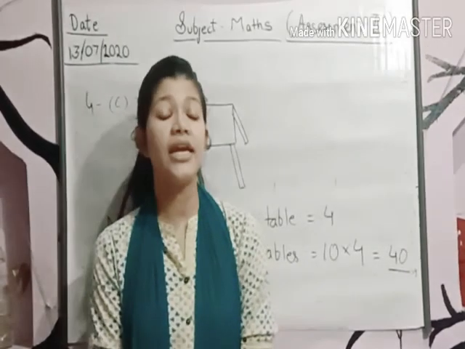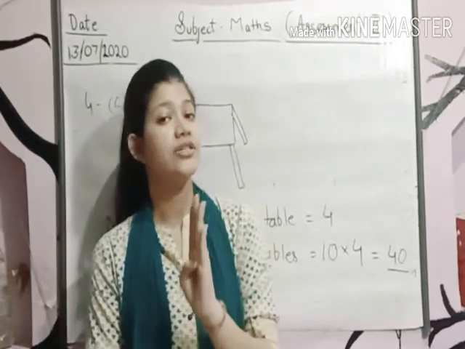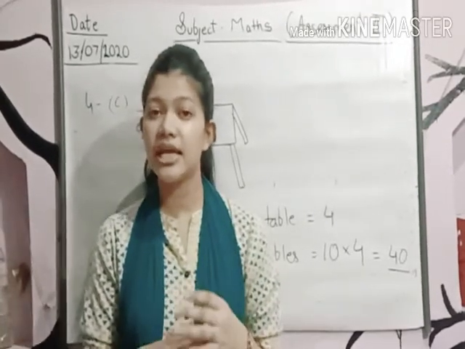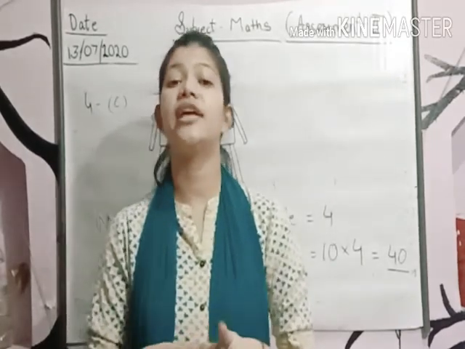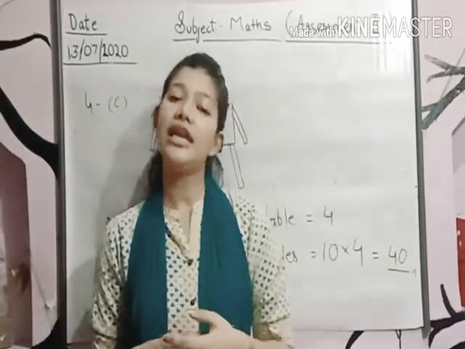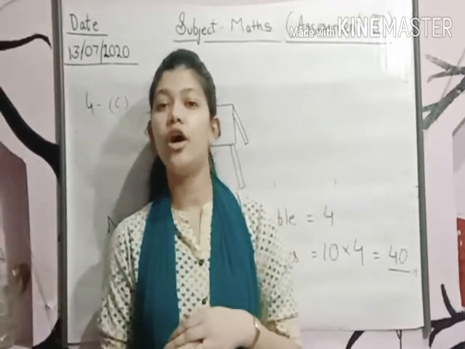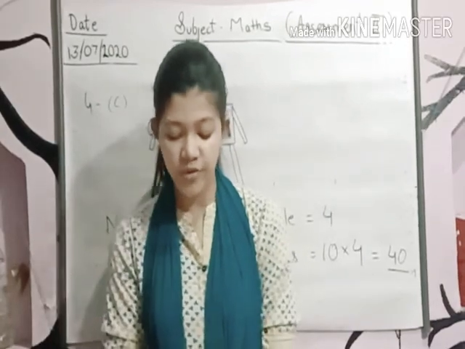Yes, so how many total groups are there? How many? 8? Yes, so the first factor will be 8. Then we will put multiplication sign and next factor will be 5. Why? Because there are 5 pencils in each pack. Okay, so now you can take out your answer. Okay, now let's come to question number 5.